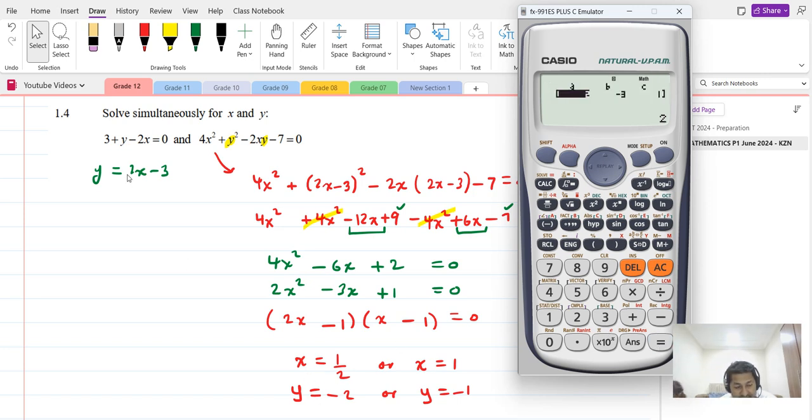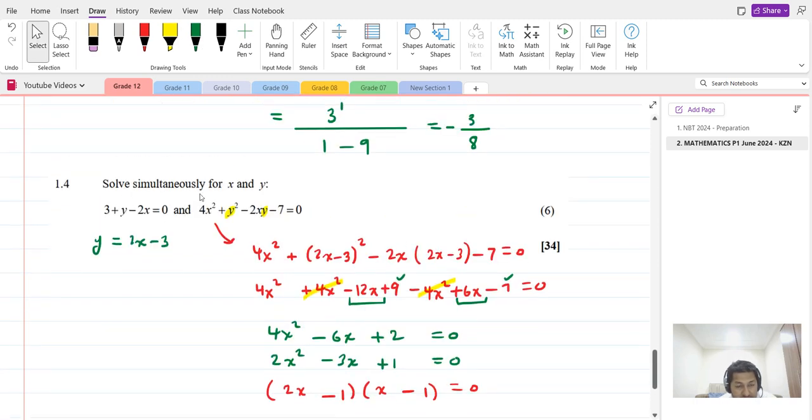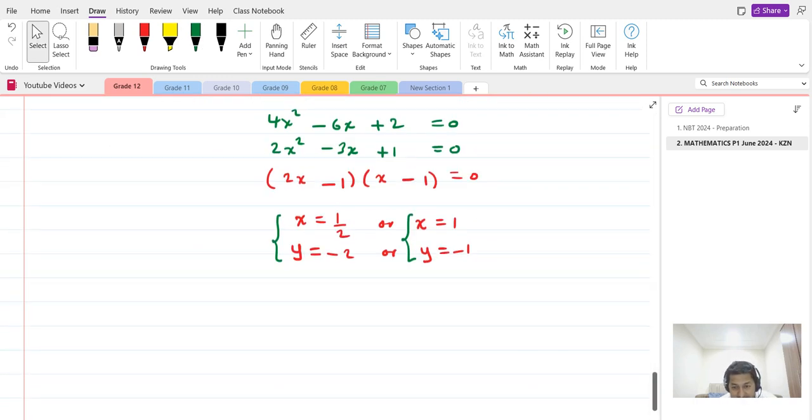Right, and what's the y value? Put half inside here. 2 times half is 1, minus 3 is minus 2. Substitute 1 inside here. 2 minus 3 is minus 1. Perfect. So these are my answers. So that's my answer, and that's my answer in that pair. So solve for x and y. That's my answer. Right, done.